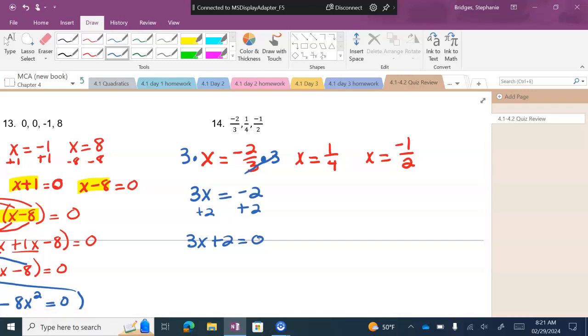Then we're going to do the same thing for the middle one. What do I multiply by on the middle one? 4. Those are going to cancel. That's going to be 4x equals 1. Then how do I move the 1 over? Subtract it, yep. And so that's going to be 4x minus 1 equals 0.